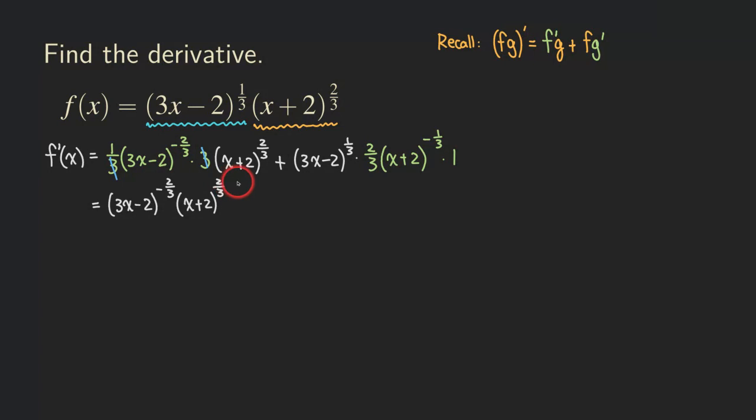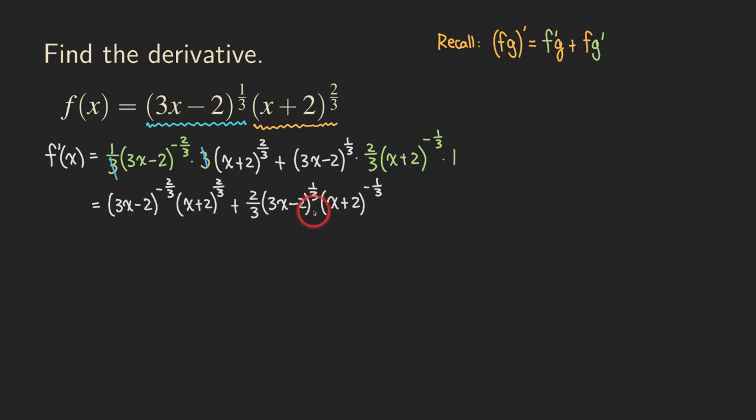And then now what about the second term right here? I'm just going to bring the constant to the front. And then we are just multiplying by 1, right? So we don't need to worry about this 1 anymore. So we are going to be getting 2 over 3. And then 3x minus 2, 1 over 3. And then we have x plus 2 raised to the negative 1 over 3. So see what's going on here? So now we clean up the answer.